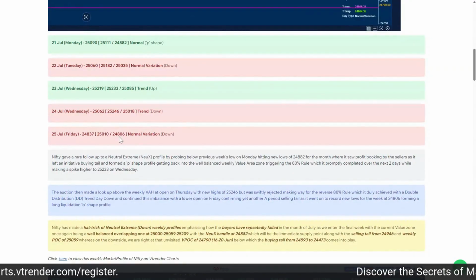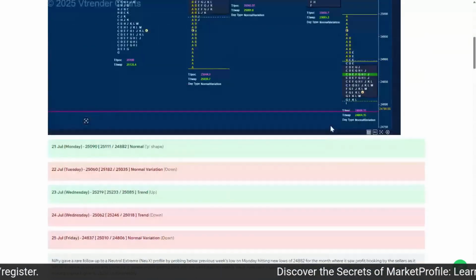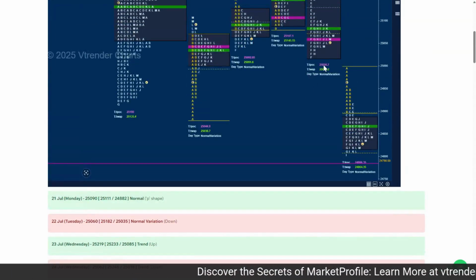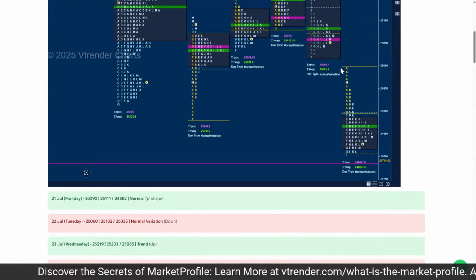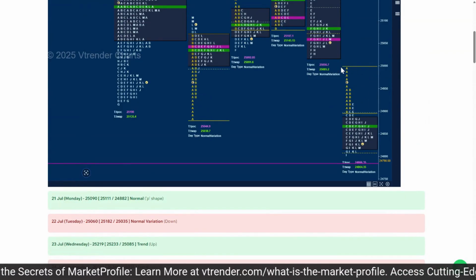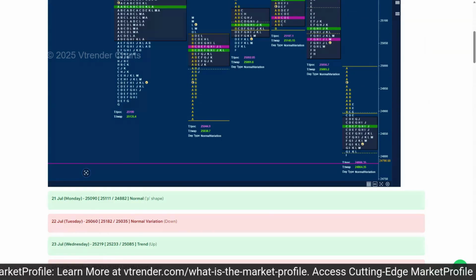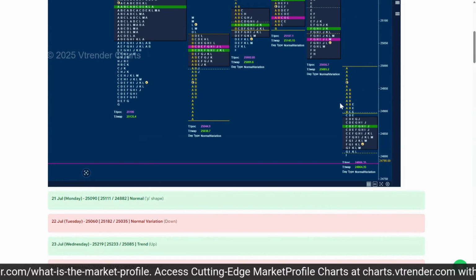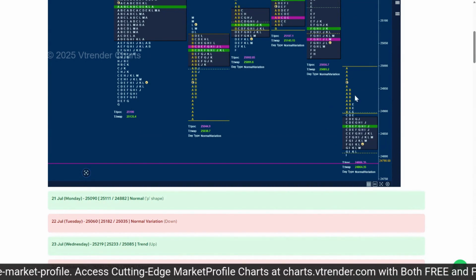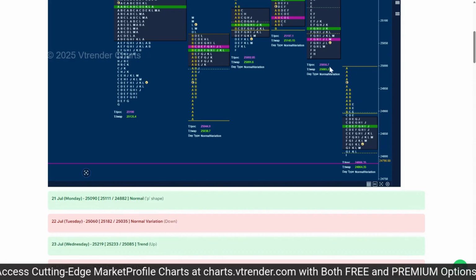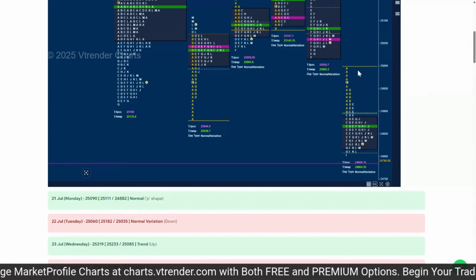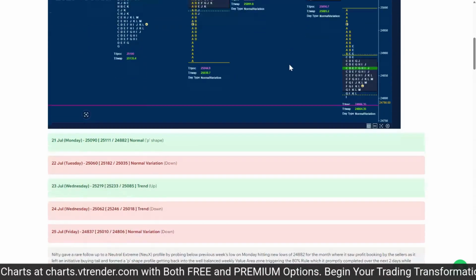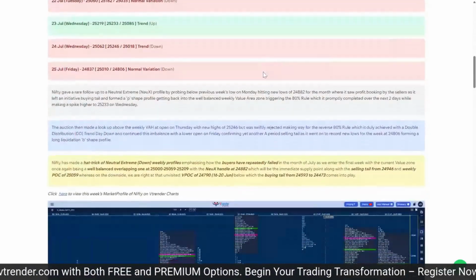We formed another normal variation day down and a B-shaped profile, but we left an initiative selling tail, and this initiative selling tail came right at that neutral extreme VWAP of 25009, which we have marked for the month of July. So that is why we were more bearish for today, because we left an initiative selling tail at the neutral extreme VWAP. So we were definitely looking for more downside.